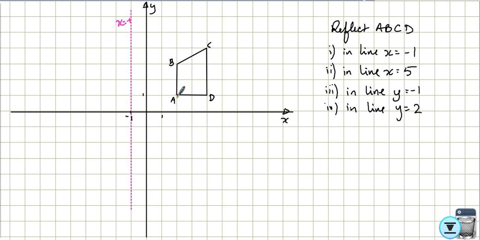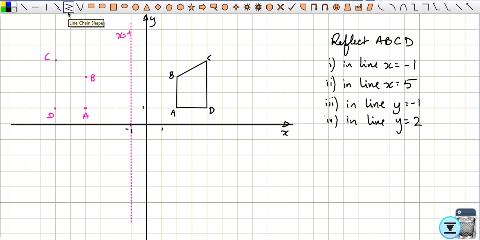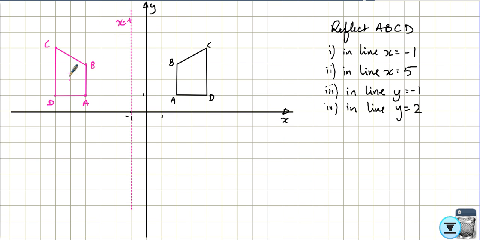There are, for example, 3 units from the mirror to A. So it's going to be 3 units back. This is A. There are 5 units, 1, 2, 3, 4, 5 from D to the line. So 5 units back, that's D. B is 3 units in front, so it's 3 units on the back. C the same, it's 5 units in front, so it's 5 units on the back. And that is C. So we have ABCD, I can draw. Now shape ABCD. And that is the first one, a reflection of ABCD in the line x equals minus 1.